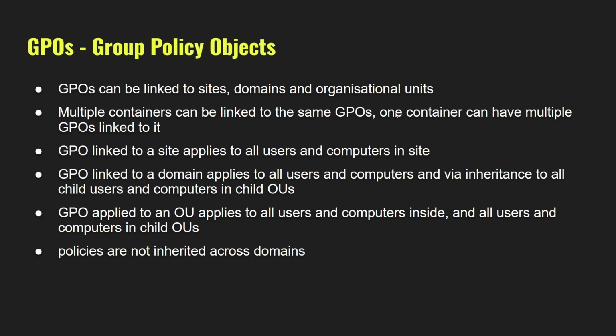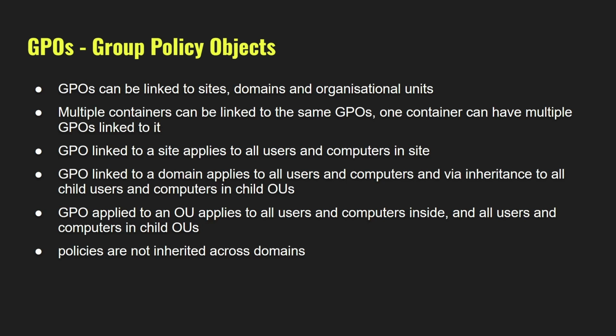A GPO linked to a site applies to all users and computers in the site. A GPO linked to a domain applies to all users and computers, and via inheritance to all child users and computers in child objects, such as organizational units. So basically, any GPO that is linked to a domain will by default apply to all users and computers, and then all child elements of them as well.